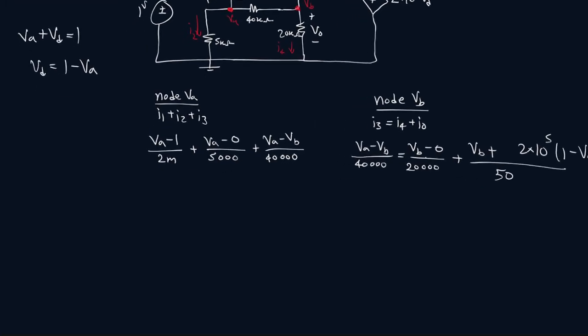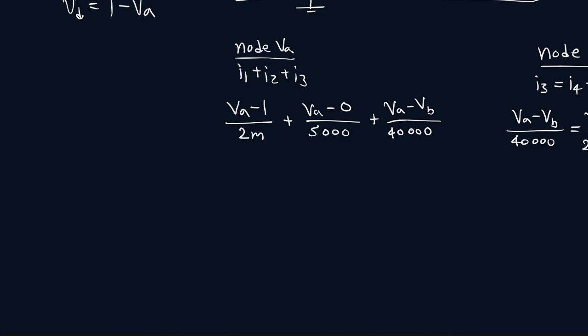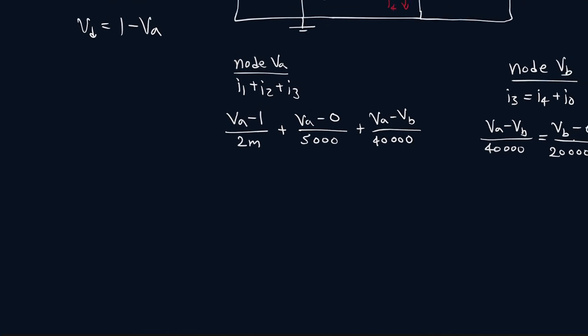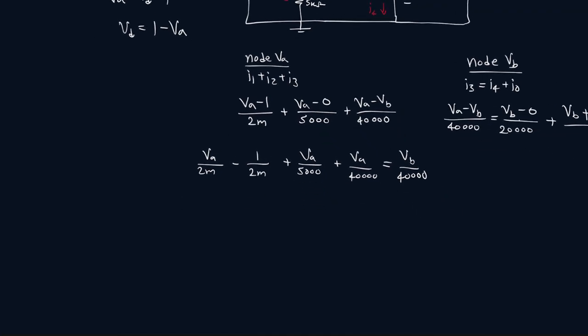Okay, so now let's start solving. So let's isolate for VA. So it'll be VA over 2 million minus 1 over 2 million plus VA over 5,000 plus VA over 40,000. And let's bring the VB to the other side, so it'll be VB all over 40,000.